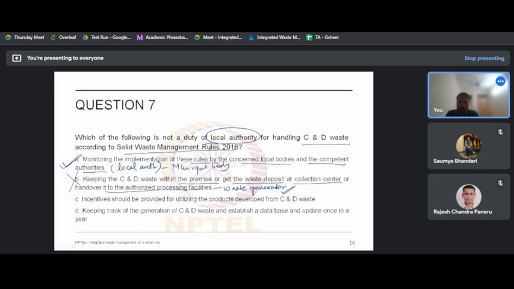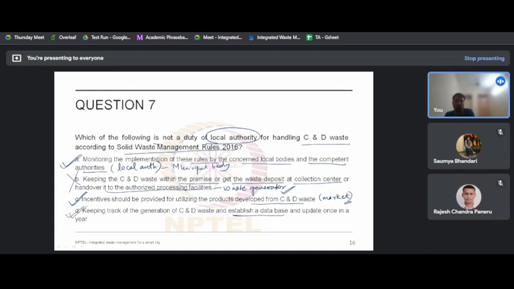Then we have incentives should be provided for utilizing the products developed from C&D waste. This is because we need to develop a market for C&D waste and make it sustainable in the long run. So this is also done by local authority. So C is correct. Then we have keeping track of the generation of C&D waste and establish a database and update it once in a year. So this is also what the local authority does.